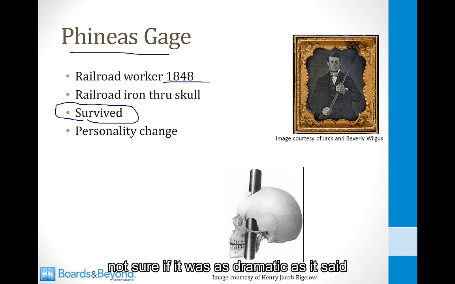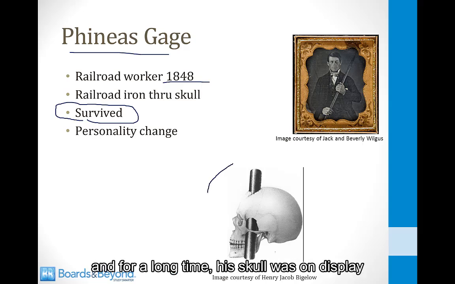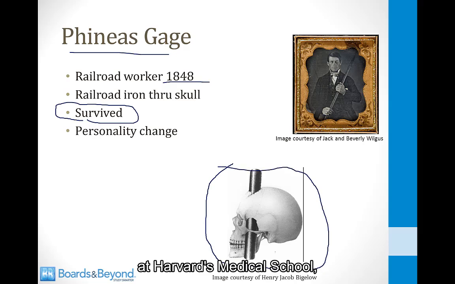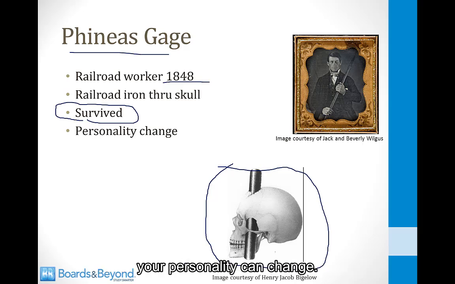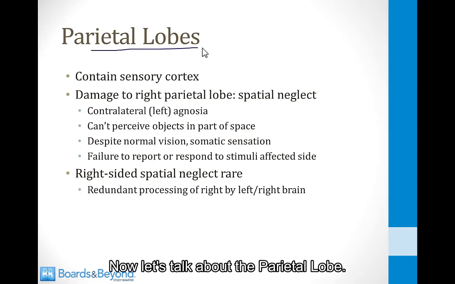It's not sure if it was as dramatic as it said, but regardless, the accident actually happened, and for a long time, his skull was on display at Harvard's medical school. I'm not sure if it's there anymore. But this is an example of what can happen when you have damage to the prefrontal cortex. Your personality can change. Now let's talk about the parietal lobe.